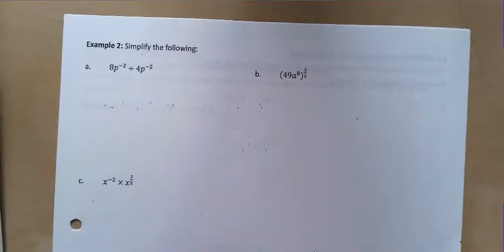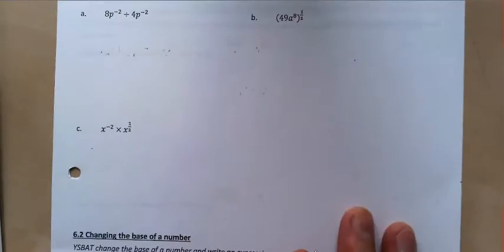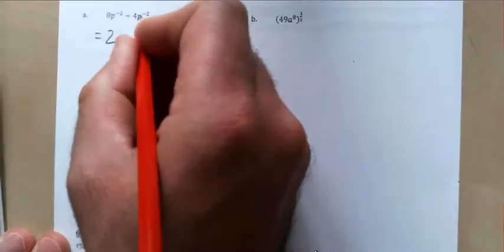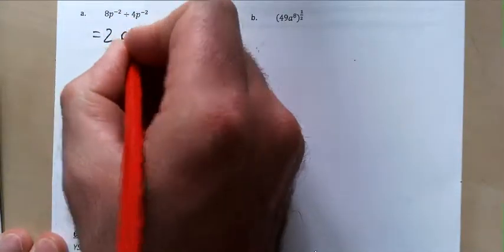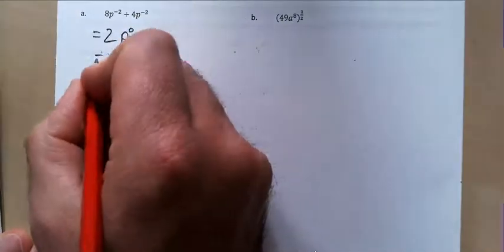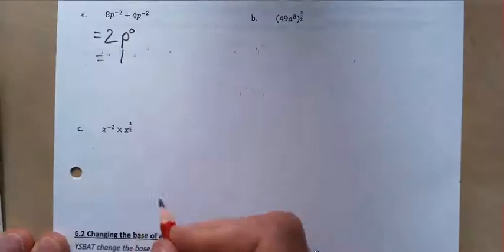8p to the minus 2 divided by 4p to the minus 2. That's going to give me 2p to the power of 0. Anything to the power of 0 is 1, so 2 times 1 just gives me 2.